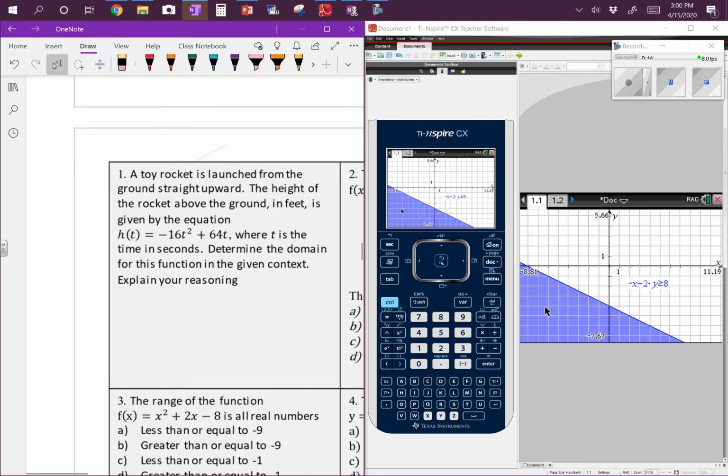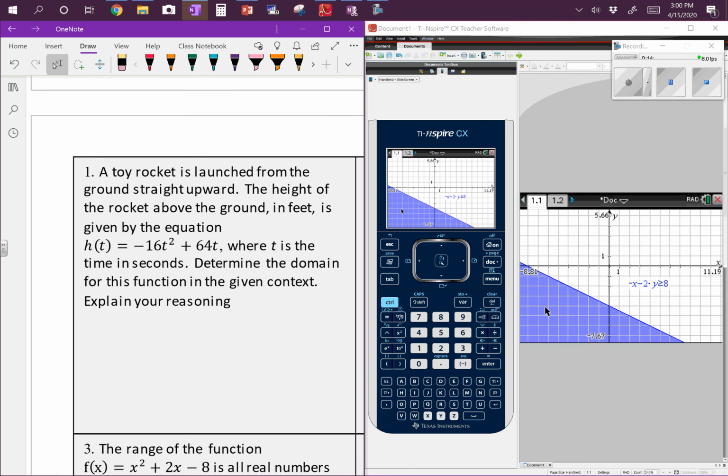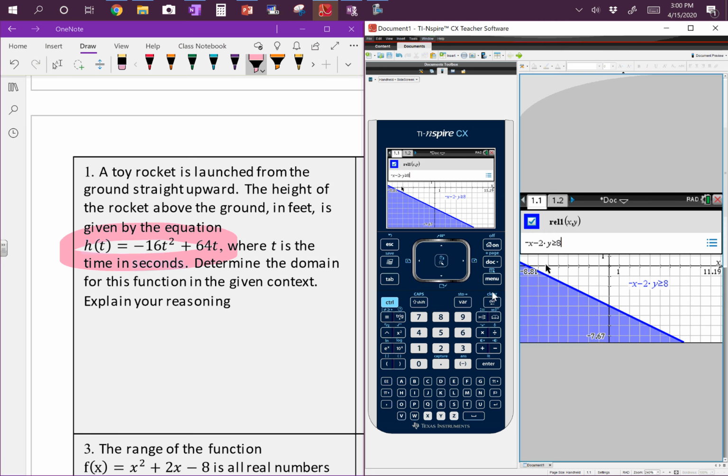Okay, a toy rocket is launched from the ground straight upward. The height of the rocket above the ground in feet is given by this equation. Beautiful equation. Let's graph it. When in doubt, get me a picture. Always. In math, when in doubt, get a picture.